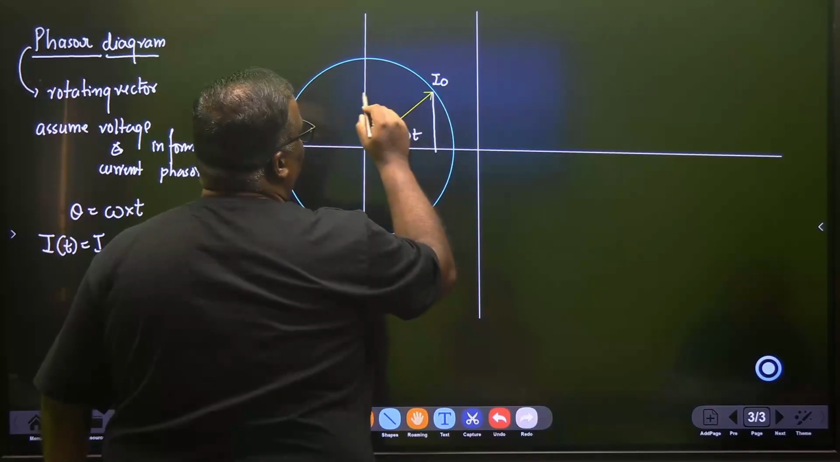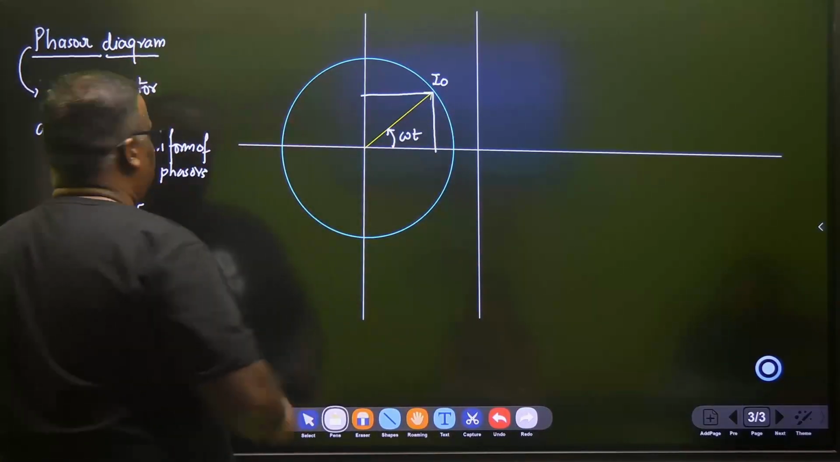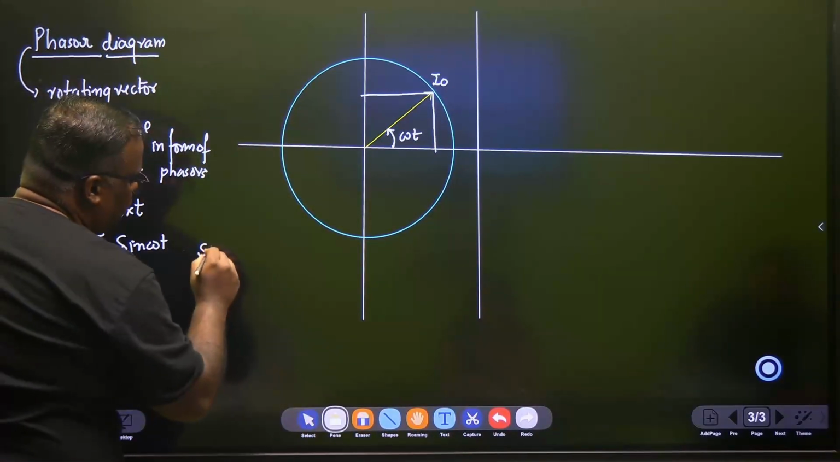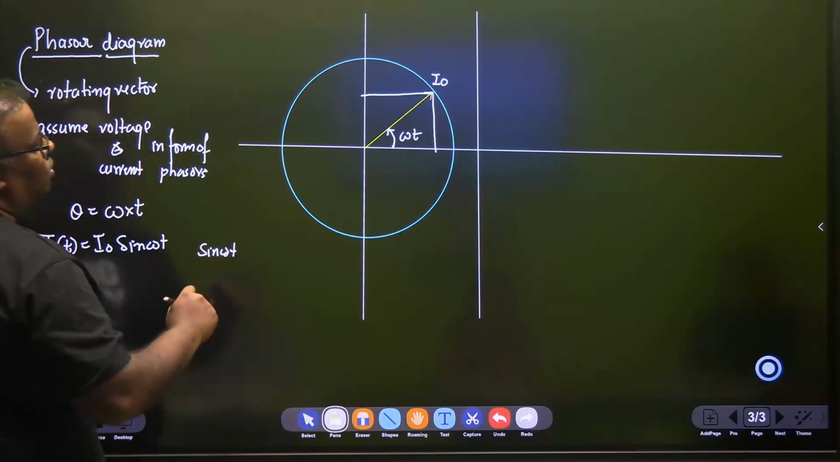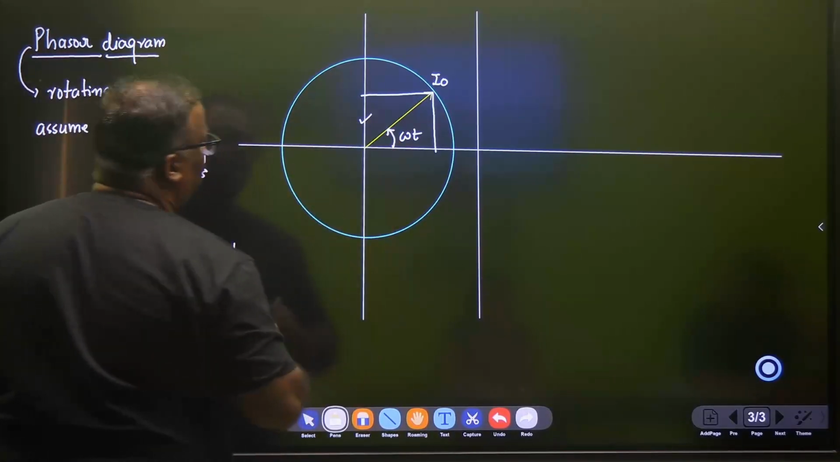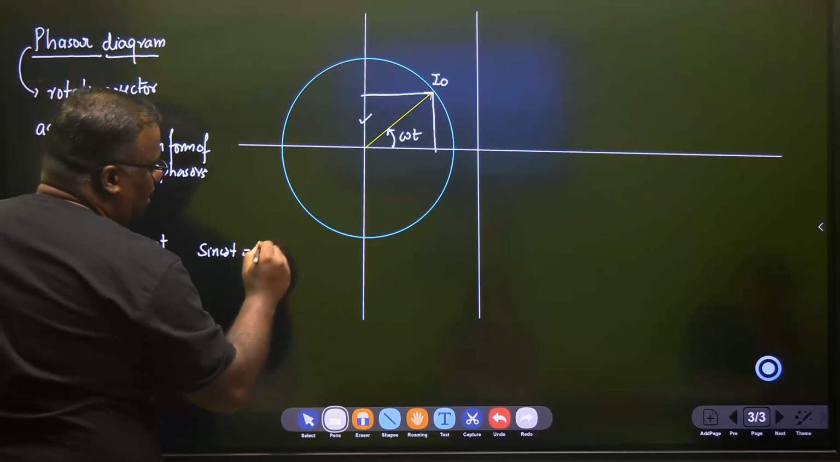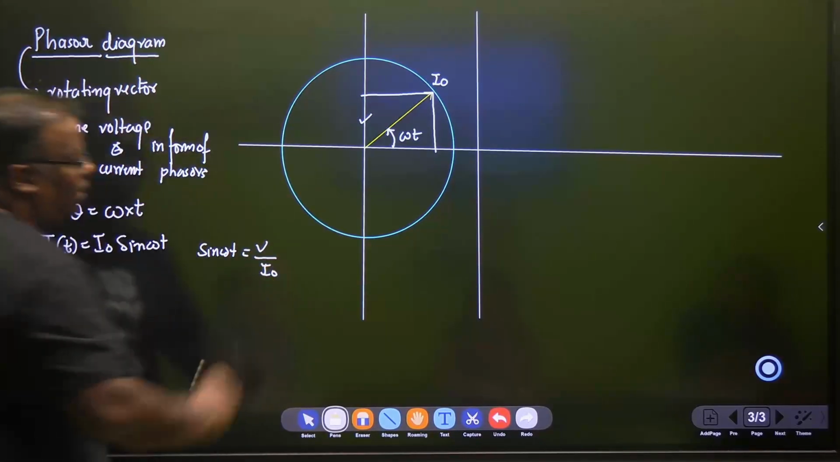Imagine a triangle out here like this, right? Okay, tell me, what is sine of omega t? Sine of omega t will be the vertical side divided by I naught. Do you agree or not?